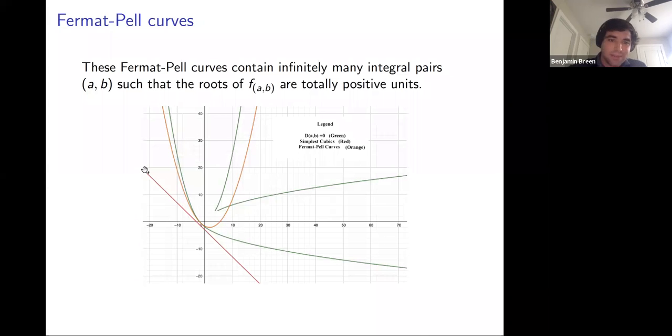And just to show another example, right here I've illustrated in red the simplest cubics that Shanks found way earlier. You can see that that's actually on the wrong side. It turns out that every integral point A, B that lies on this line, if you plug it into the polynomial f of A, B, you'll find that you have units of mixed sign.